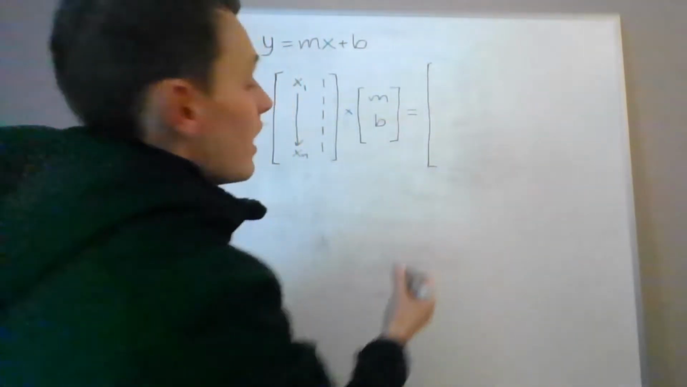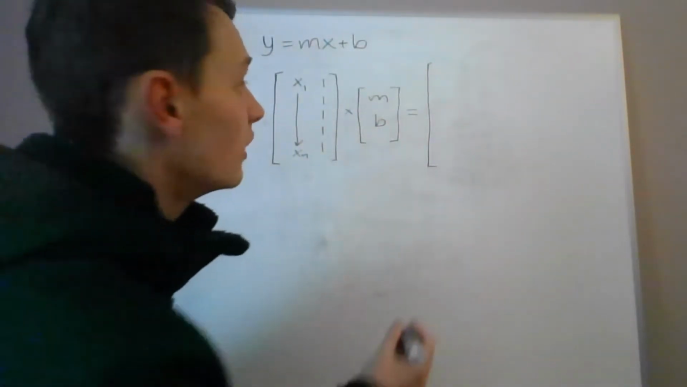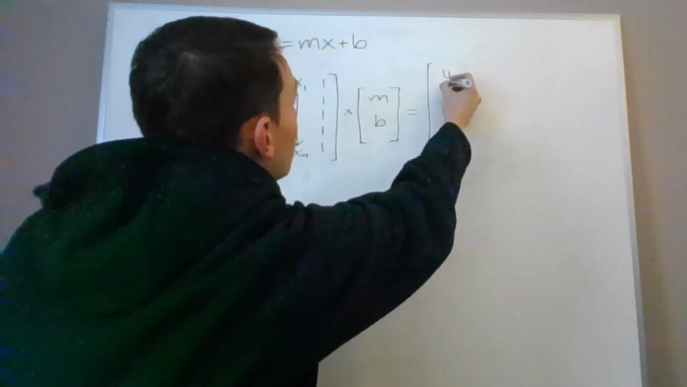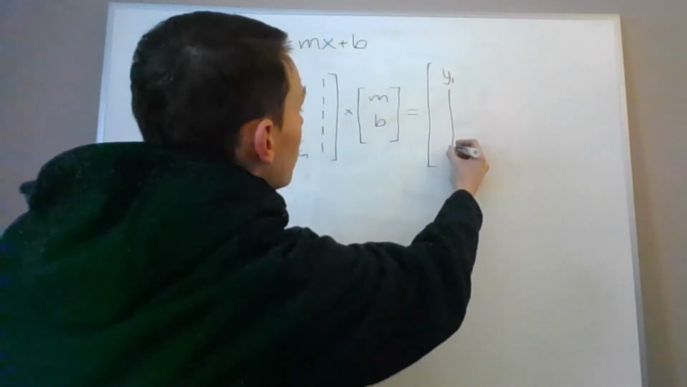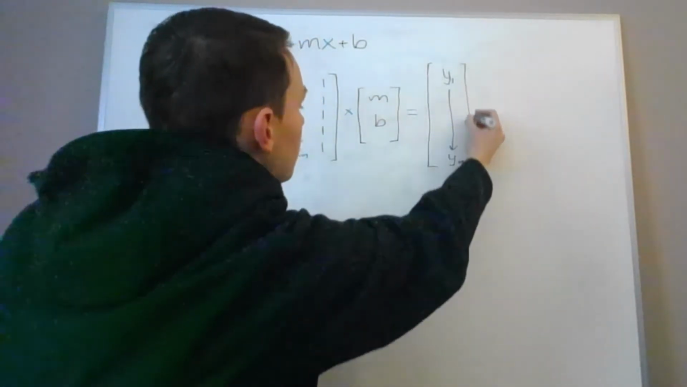And the number of y values can also be any number, but it will correspond to our number of x values there. So y1 all the way down to the nth y value.